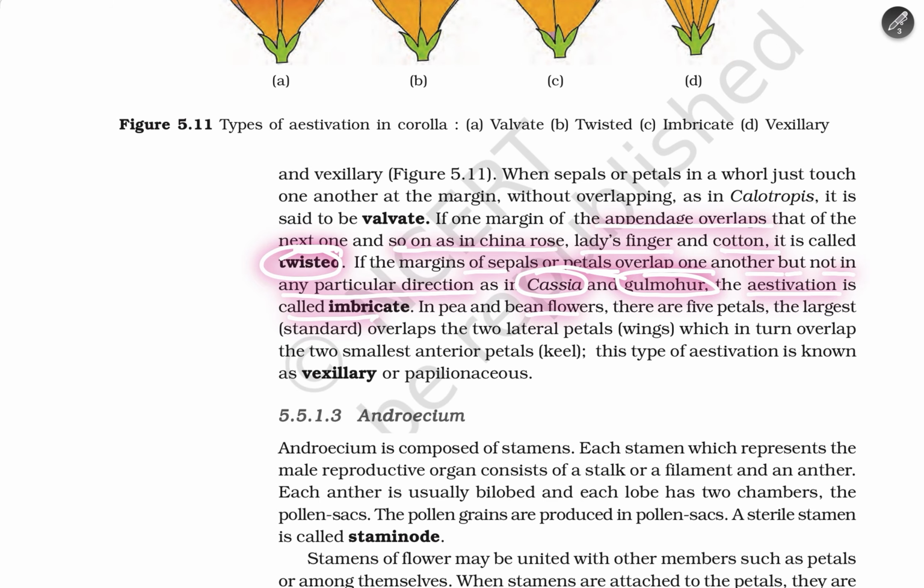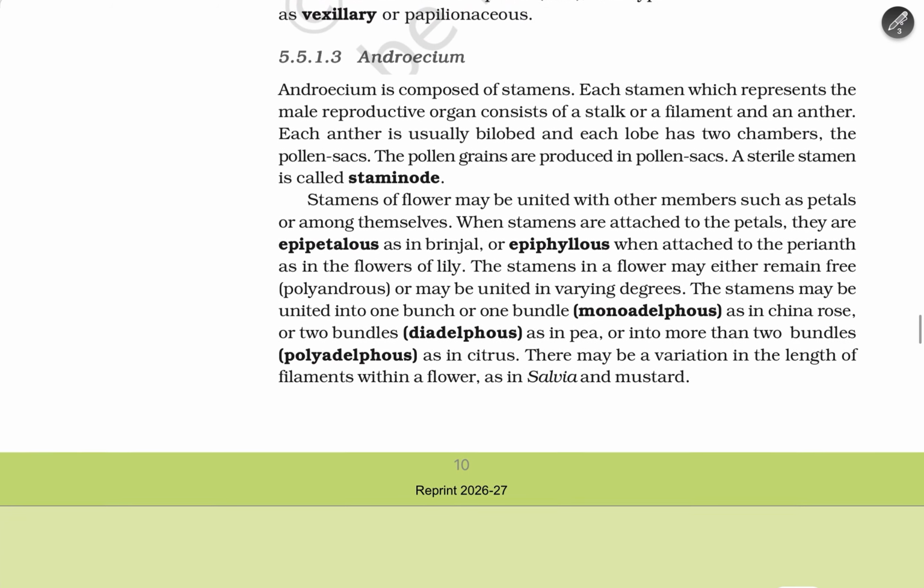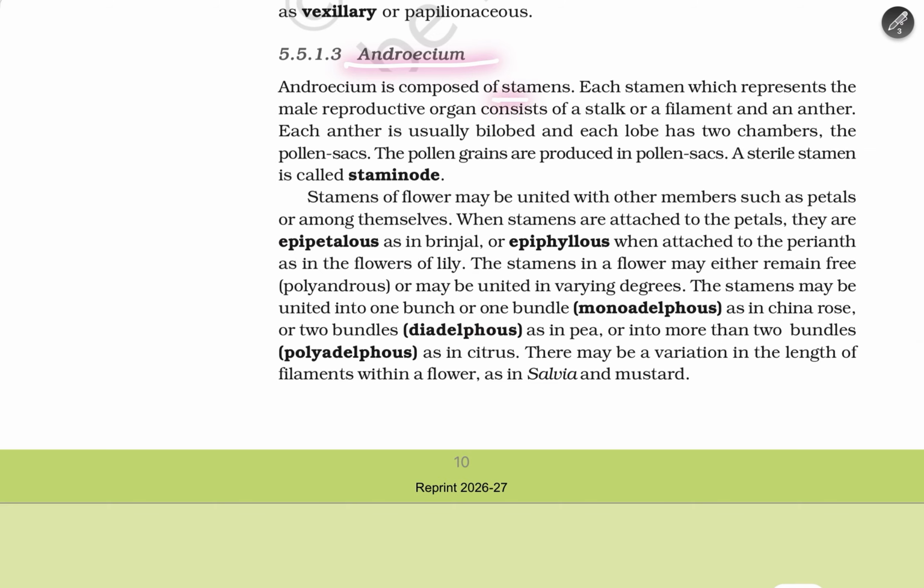In a pea flower, there are 5 petals, and the largest, the standard, overlaps the 2 lateral petals, which are the wings, which in turn overlap the 2 smallest anterior petals, that is the keel. This type of aestivation is known as vexillary, as in Papilionaceae. Androecium. Androecium is composed of stamens.